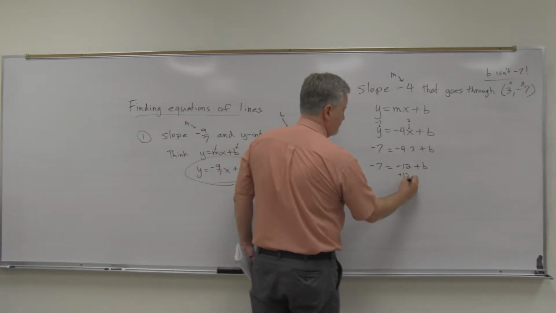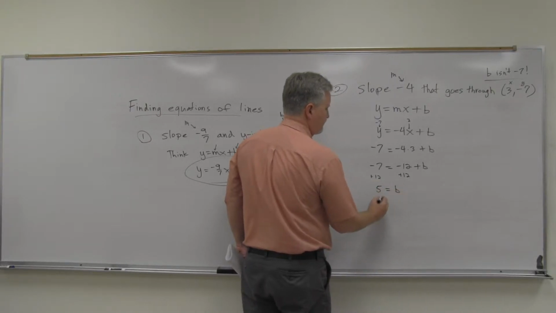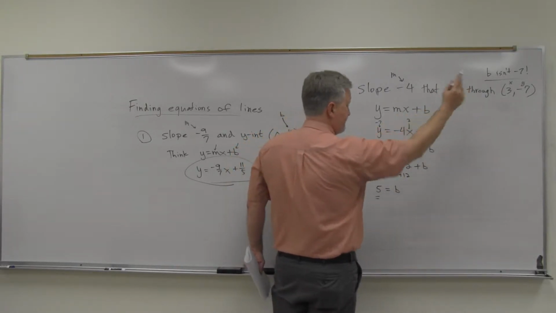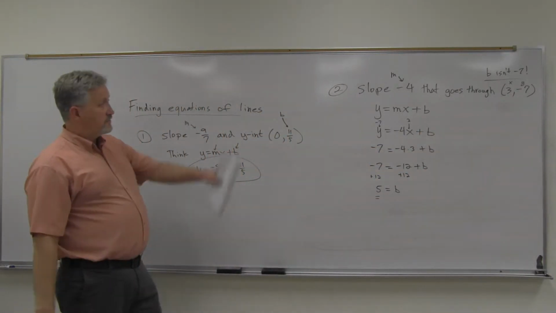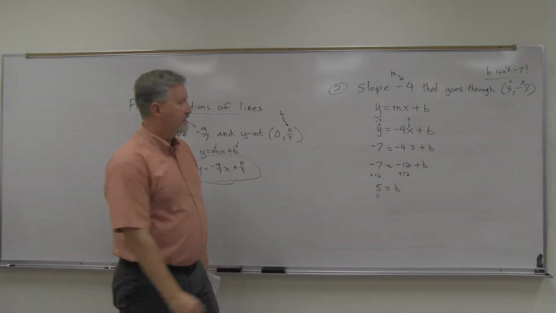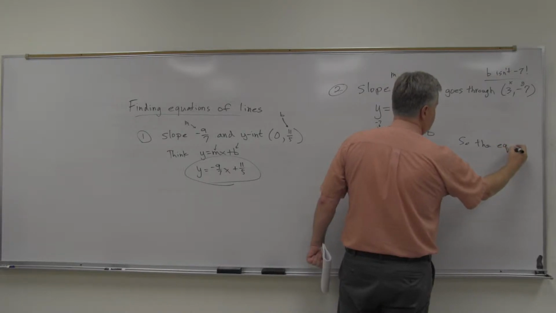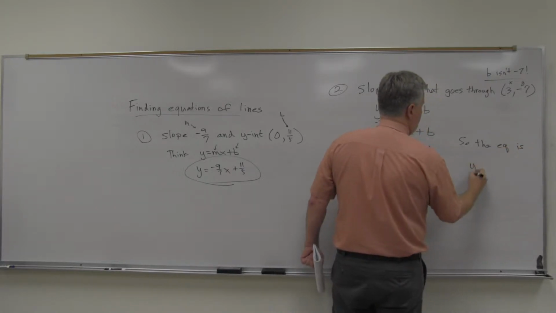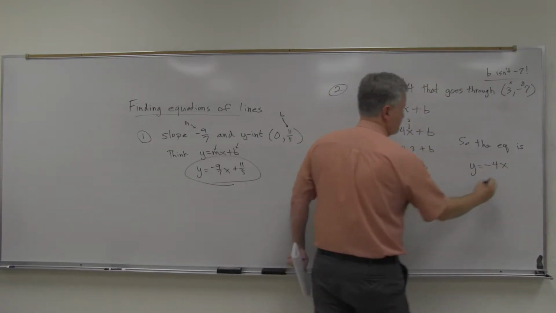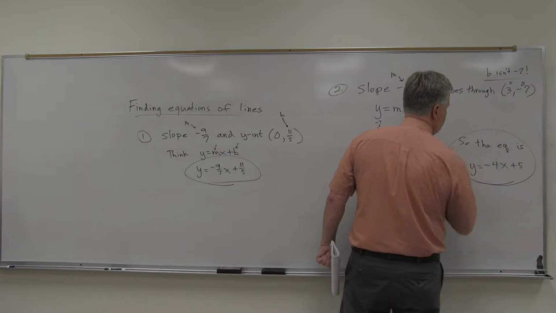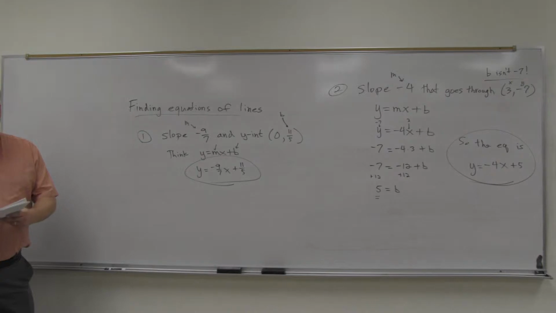Add the 12 over. -7 plus 12 is 5. So b equals 5. Even though I couldn't get it right off of that point, I can use that point to figure out what b is: 5. So now we have the m, now we have the b. The equation is y equals -4x plus 5. Okay? Good?